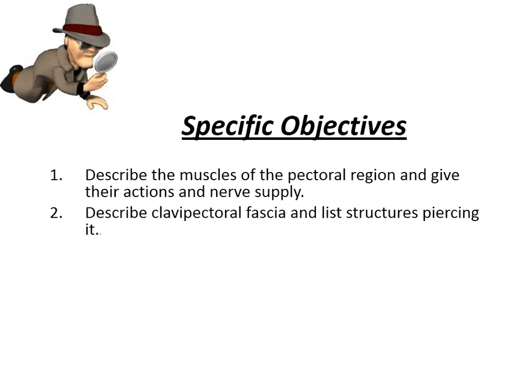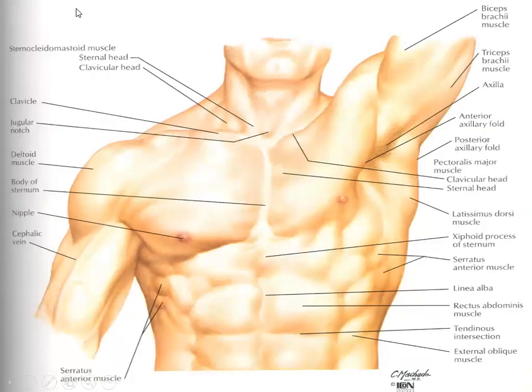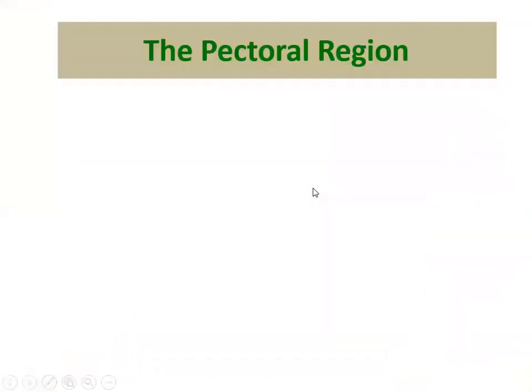Describe the muscles of the pectoral region and give their actions and nerve supply. Then also we'll describe the clavipectoral fascia and the structures which will be piercing through it. So this is the pectoral region which we will study today.